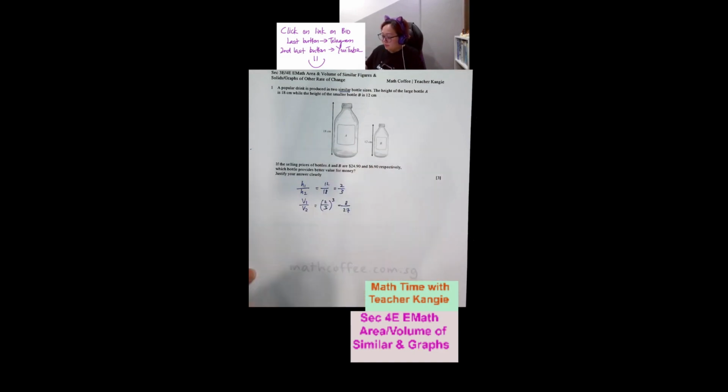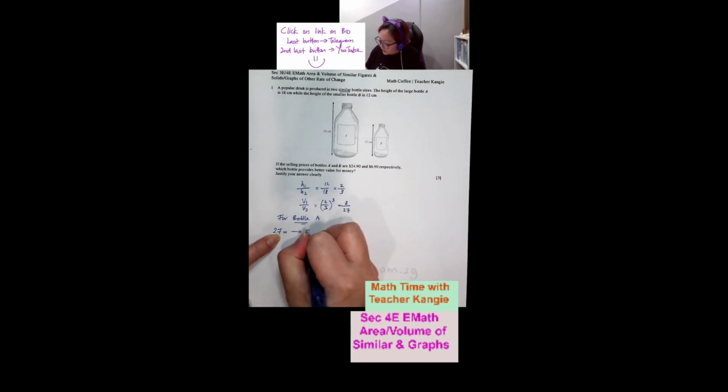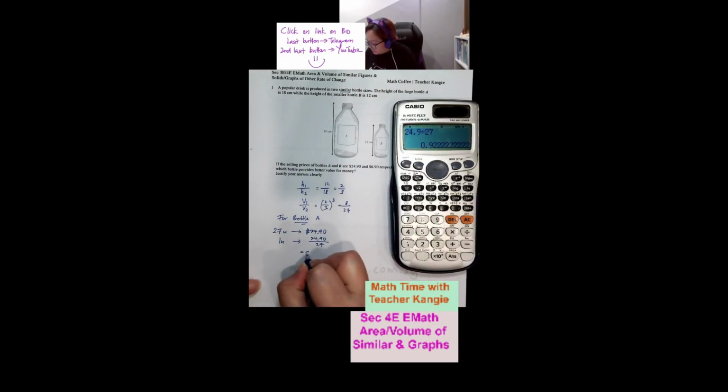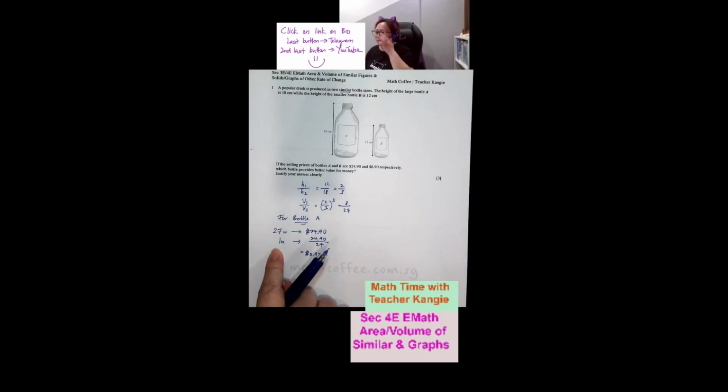So now let's find out which one is a better value. For bottle A, it is the big one, so 27 units. 27 units actually cost us $24.90. So let's find the 1 unit. We take 24.90 divided by 27, and we have 0.9222. So it's like saying, for 1 unit cube, we are paying 0.92.